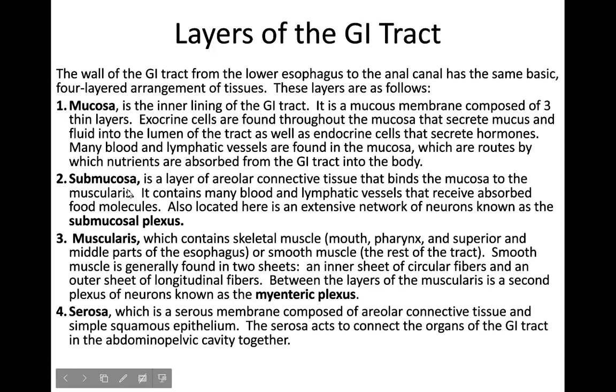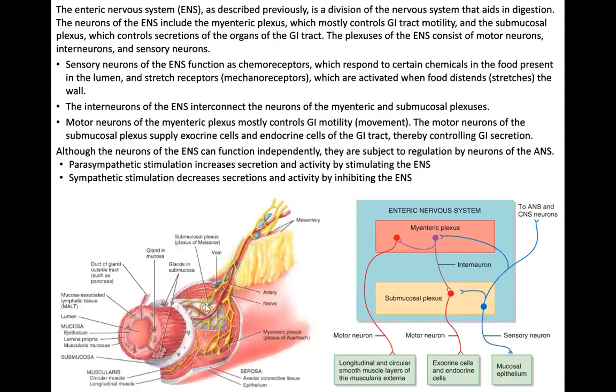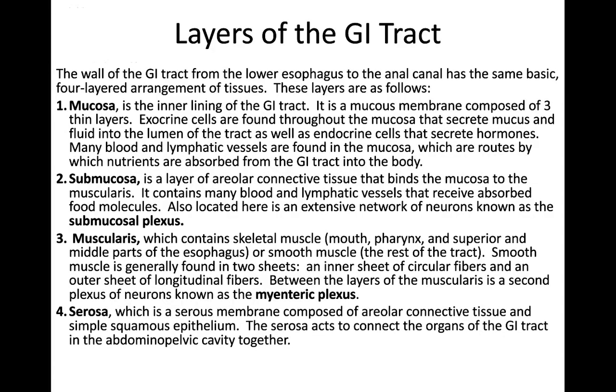Surrounding the mucosa is a submucosa, a layer of areolar connective tissue binding the mucosa to the muscularis. We find many blood and lymphatic vessels that also receive absorbed food molecules. Associated with our submucosa is a network of neurons that we call our submucosal plexus, which are a component of our enteric nervous system that I'm going to talk about on this page, because I'm already on it. Surrounding the submucosa is a muscularis, which contains muscle, hence the name.